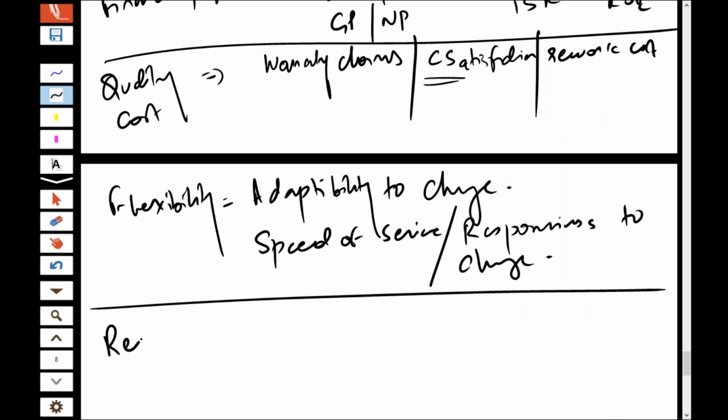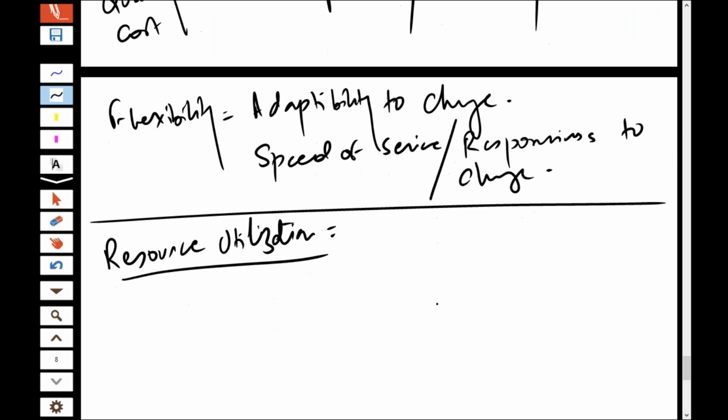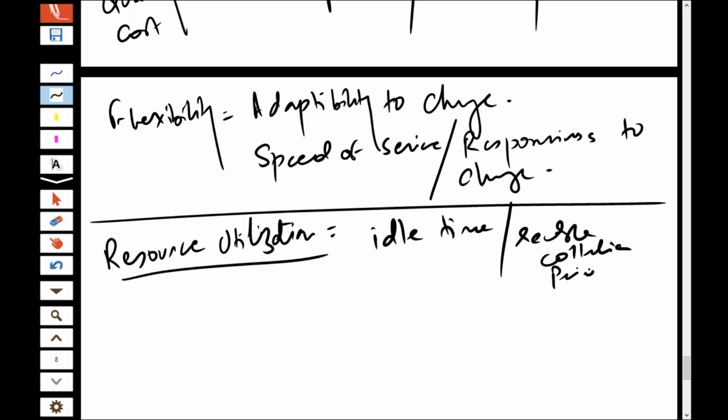Then there is something which is termed as resource utilization. Resource utilization is basically how you utilize the resources. It could be the idle time, or the various other ratios that we have specifically used, like the receivable collection period and so on and so forth.